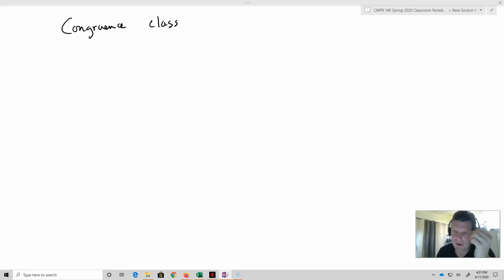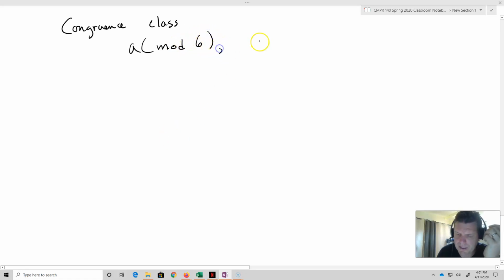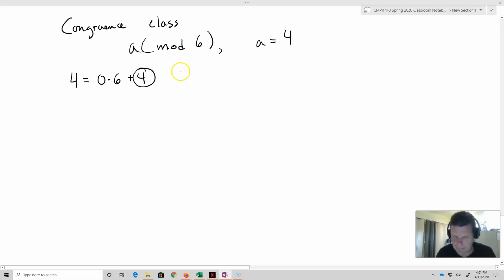So for example, if I had A and I want to know A modulo 6, we'll say that A is equal to 4 modulo 6. Let's think about what are all the values that are 4 modulo 6. The first one that comes to mind is 4, because 4 is equal to 0 times 6 plus 4. So it has a remainder of 4. So we just say that 4 equals 4 mod 6.